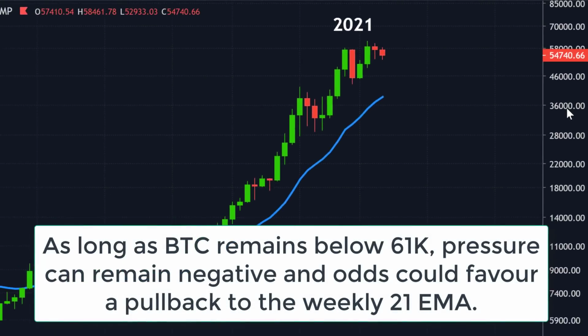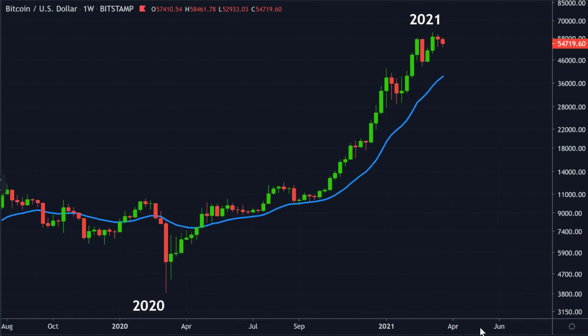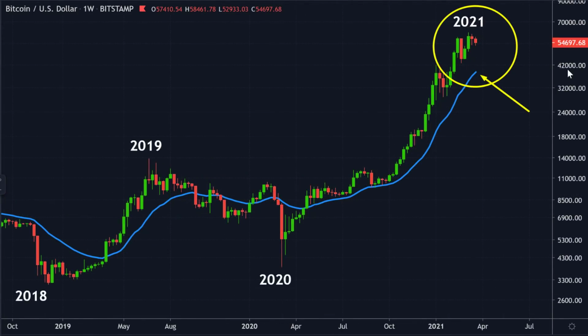So I think as long as Bitcoin remains below the 61,000 level, pressure could remain to the downside and we could see a move toward the 21 weekly moving average, which we have not tested now for 29 weeks, something which is beyond average. So I think that is much more likely.